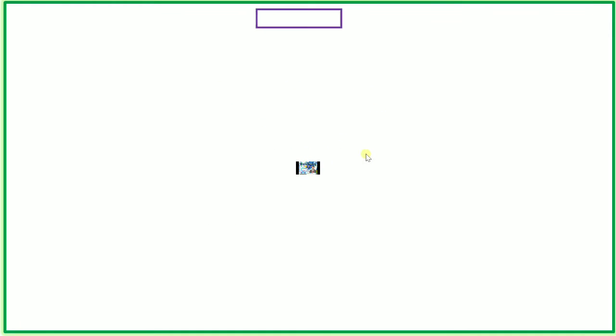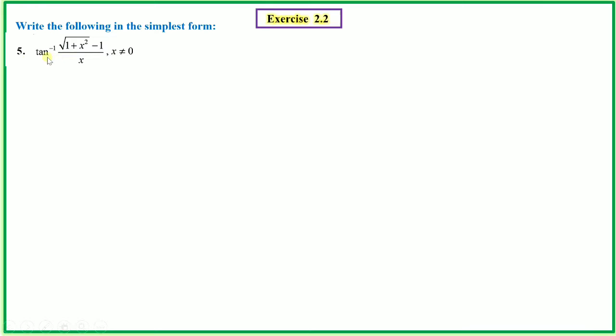Next question of exercise 2.2 is: write the following in the simplest form. The question is question number 5. Tan inverse of under root 1 plus x square minus 1 upon x, where x is not equal to 0. For this, if x is equal to 0, then the value of this thing will be undefined.